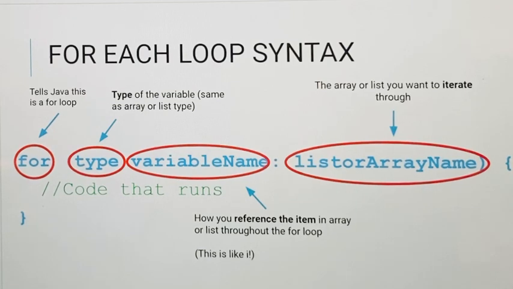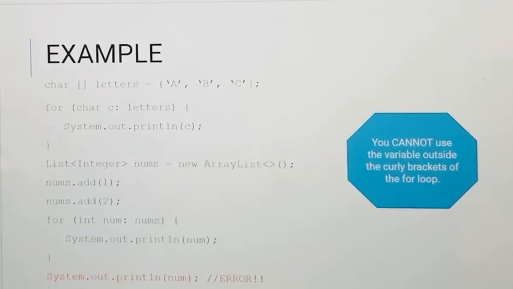So here's the syntax. Like a for loop, we would have for in the front. However, we have the data type and the variable name, a colon, and then the variable name of our array or ArrayList. So here's an example. We have our array with the character data type, hence char, and it's called letters with the values A, B, and C inside. We have for (char c : letters).